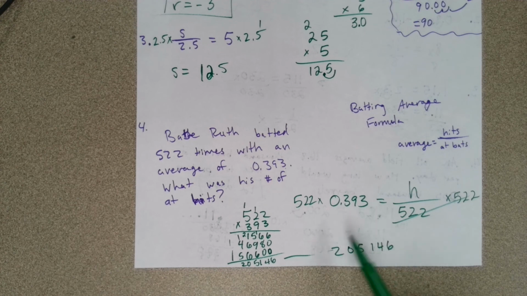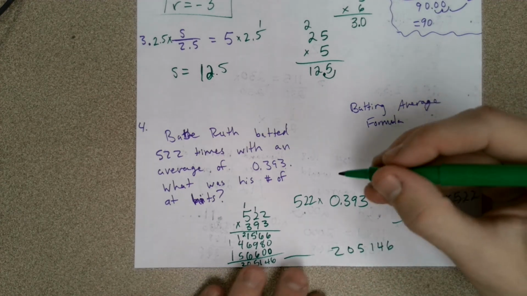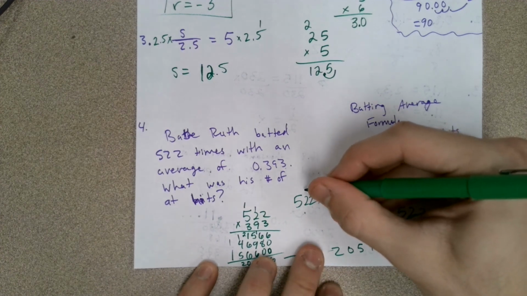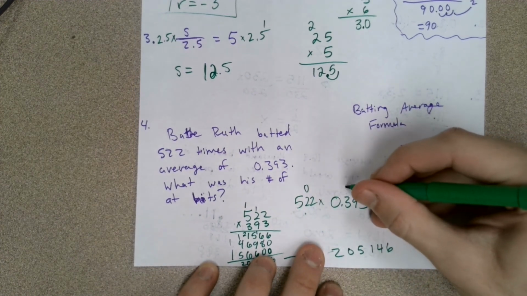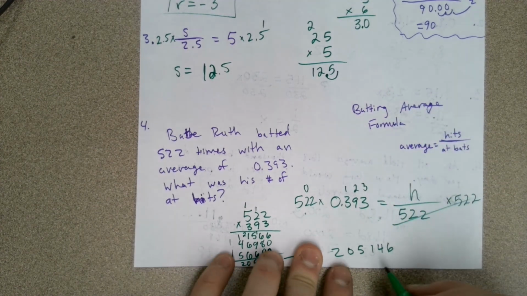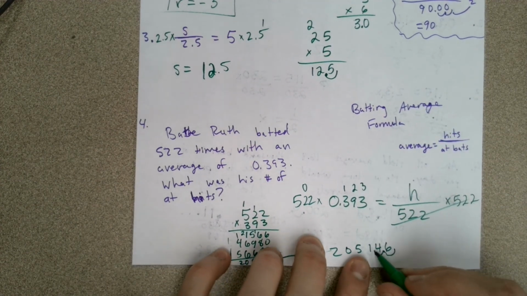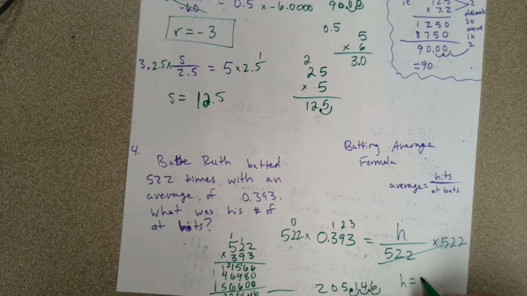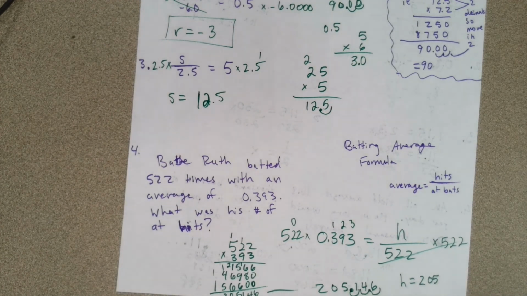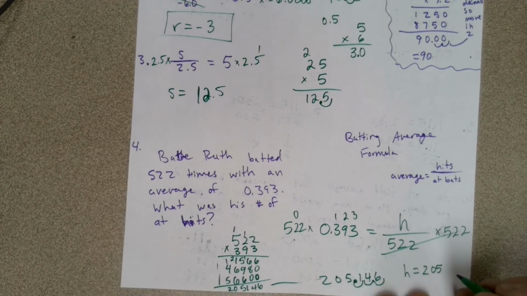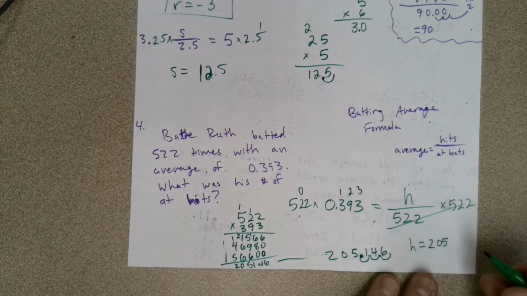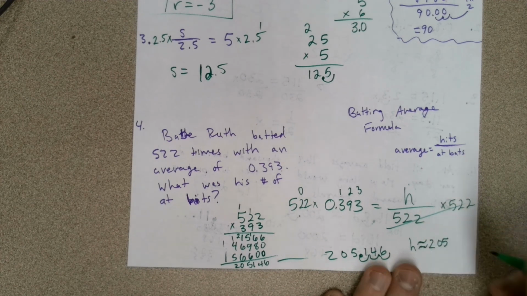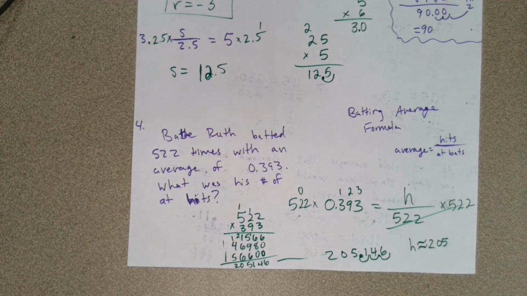We got to this number right here. We have to figure out where our decimal goes. So we count the number of decimals in our problem. How many decimals are in this one? There's 0 here. But over here we got 1, 2, 3. So we move this 3 times. 1, 2, 3. Our answer is H. How many hits did Babe Ruth get? 205. It's a decimal because the average kind of puts it off a little bit. So it's actually going to be H is approximately 205. But if you had H equals 205, that works as well. We're going to round and get rid of that bottom part.